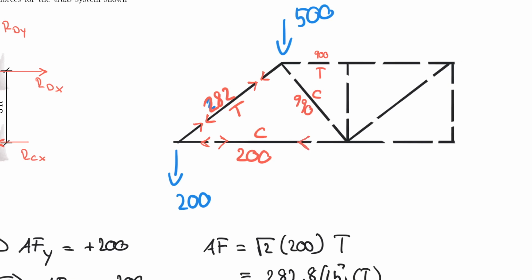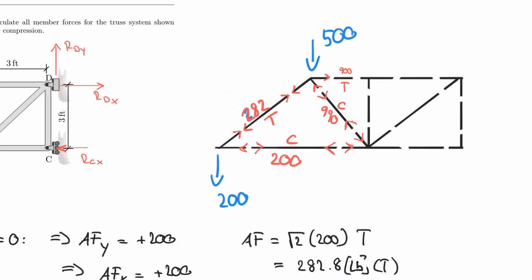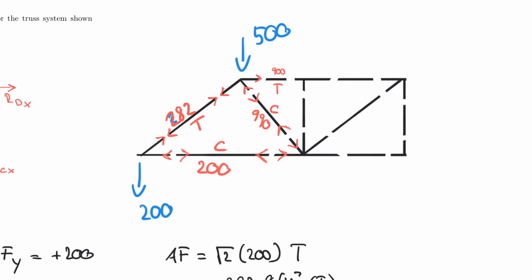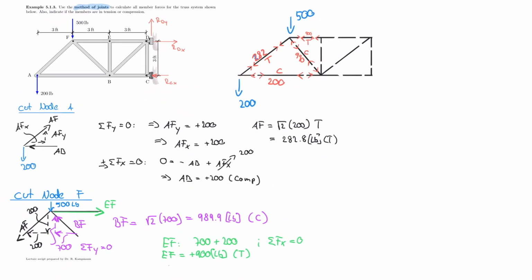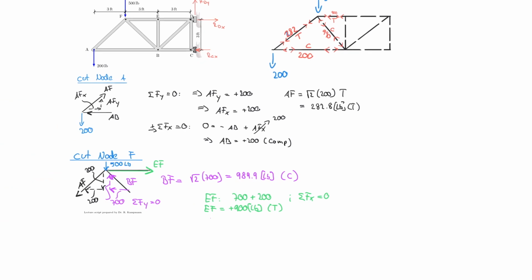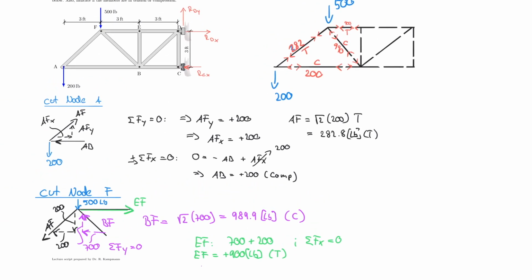This is all in compression now. And the 990 is also in compression. And last thing I can do here so far is the 900 being in tension. And that's all I got so far. But now I can use this to be less confused. So next up, I can either cut, let's take a look at it.